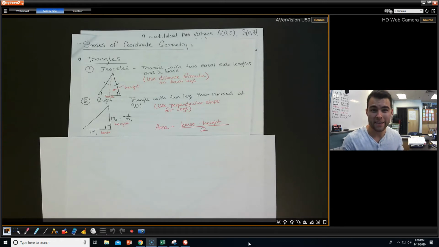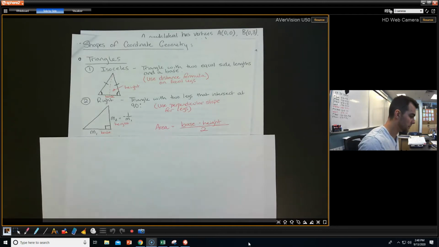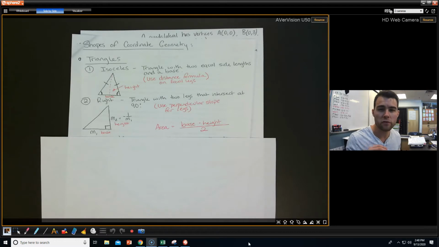It's really like the distance formula, midpoint, gradient. We know how to do those things, but applying it to shapes in coordinate geometry, that's the tricky part. So I'm going to go ahead and get started with the shapes of coordinate geometry. If you've already seen this or gotten this written down if you're at home, feel free to skip ahead in the video to where I start going over the example problems.